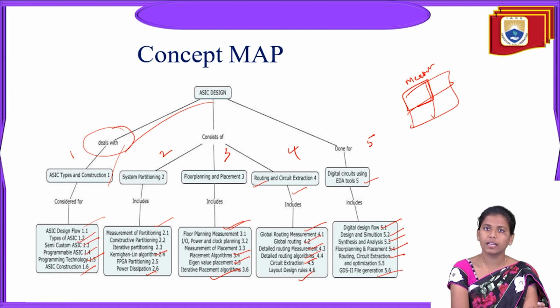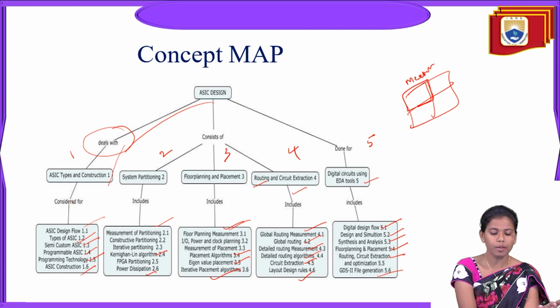So ASIC design goes with 5 steps. It deals with the ASIC types and construction, which is the first category, or its first step, types and construction, and then it goes with the system partitioning.